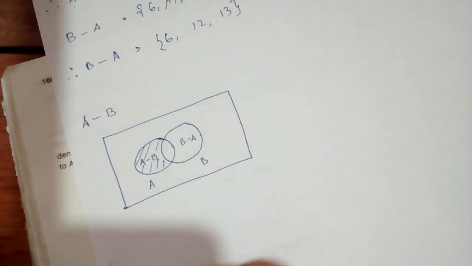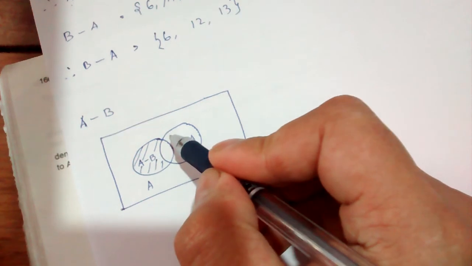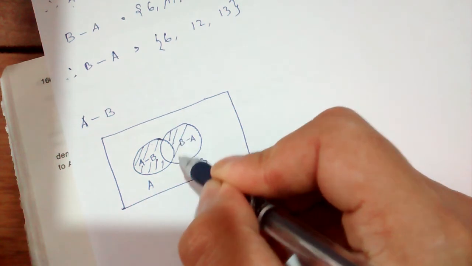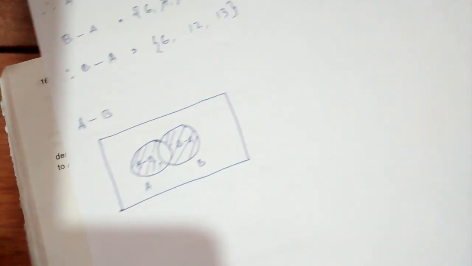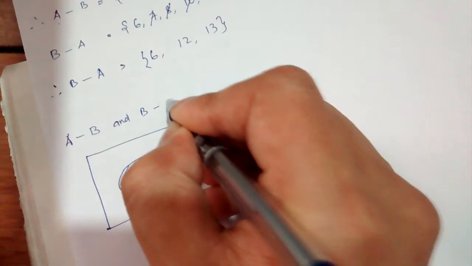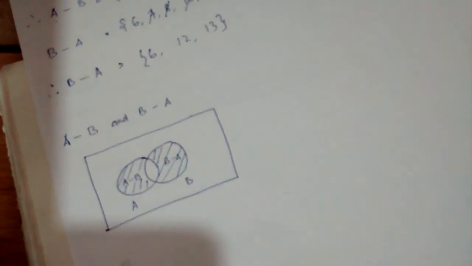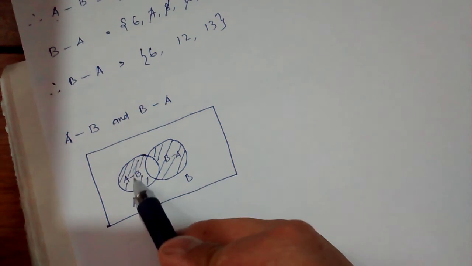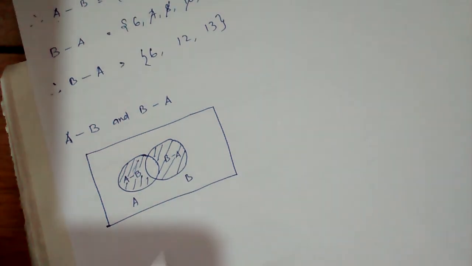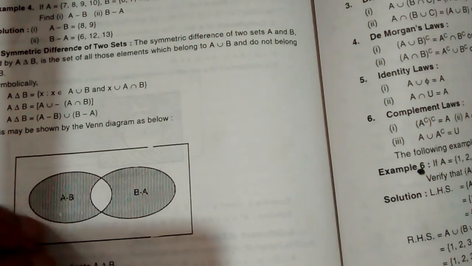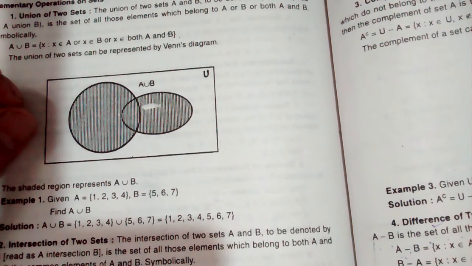Let's just write it. So actually this is B minus A. This portion is going to be B minus A. Of course you cannot plot two at a time, but this portion is called A minus B, this portion is called B minus A. Okay, so that is to do with the difference of two sets.